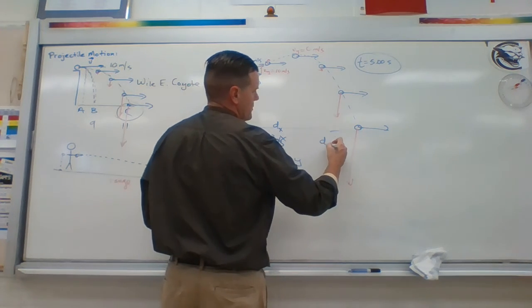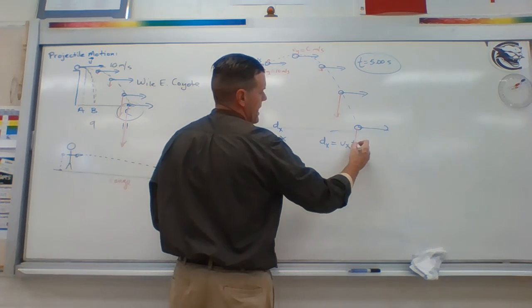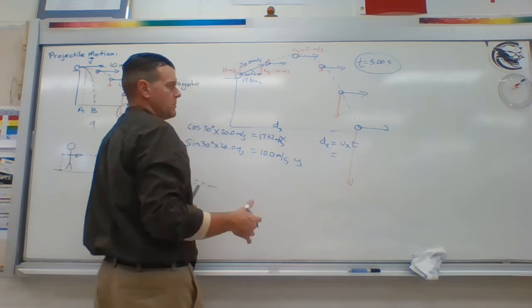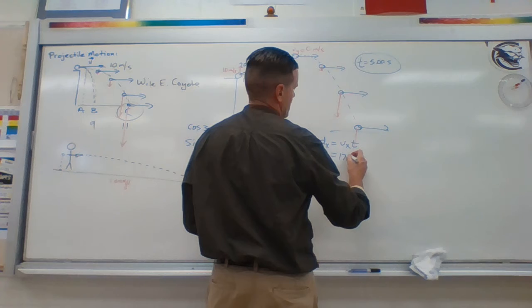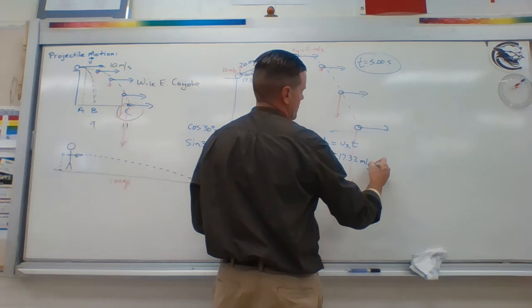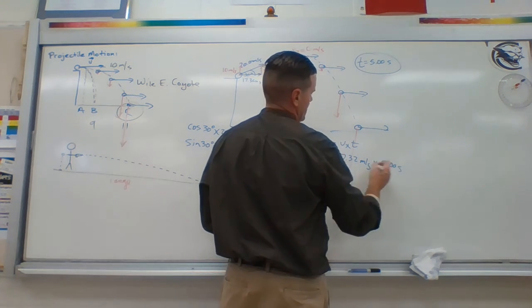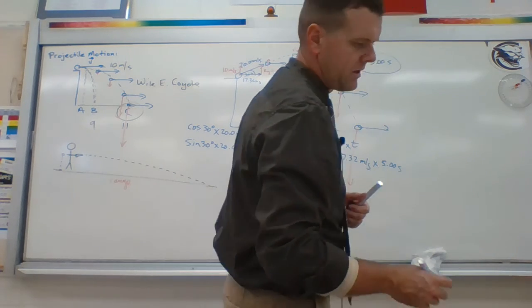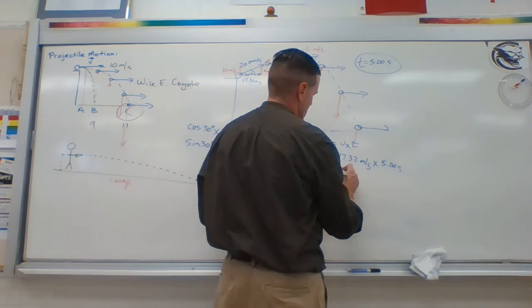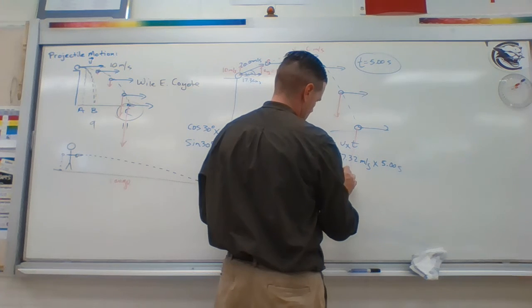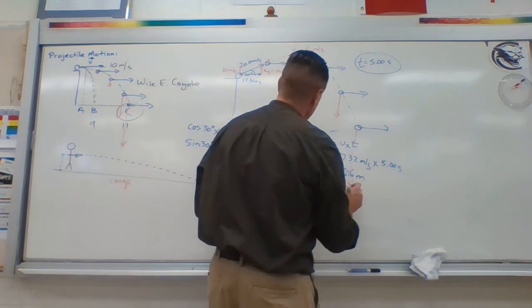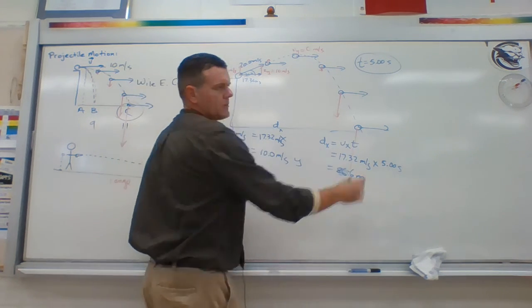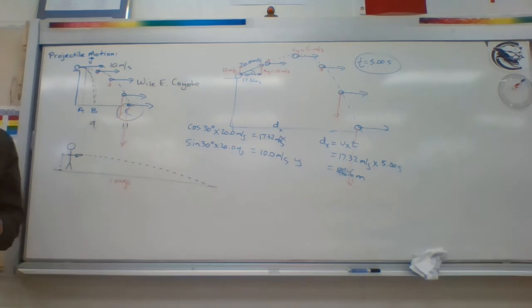So to find the horizontal range, or the horizontal displacement, we just got to multiply those two together because I'm holding 17.32 meters per second. I'm holding that for 5 seconds, okay? So let's just knock that one out of the way first. That should give us whatever, 86.6 meters. Okay, from the base of the cliff out to where it's going to hit the ground.